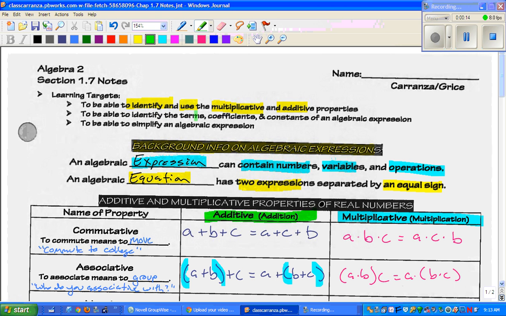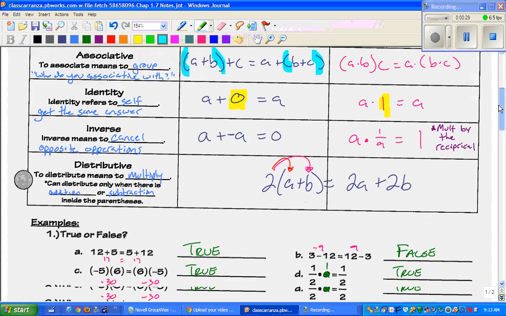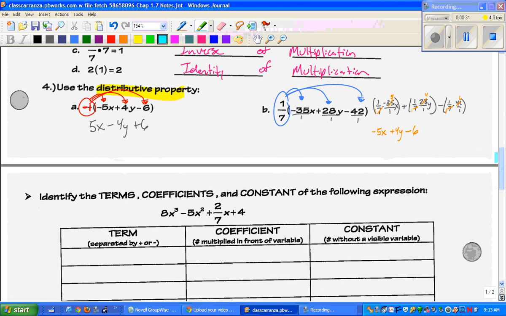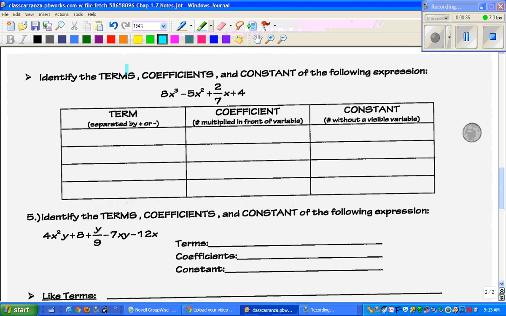Today we are continuing section 1.7 notes. We are going to be going over identifying terms, coefficients, and constants in algebraic expressions, and how to simplify algebraic expressions. Okay? Remember, these were all of the notes that we took yesterday. And now today, we're going to be going over what terms, coefficients, and constants are.